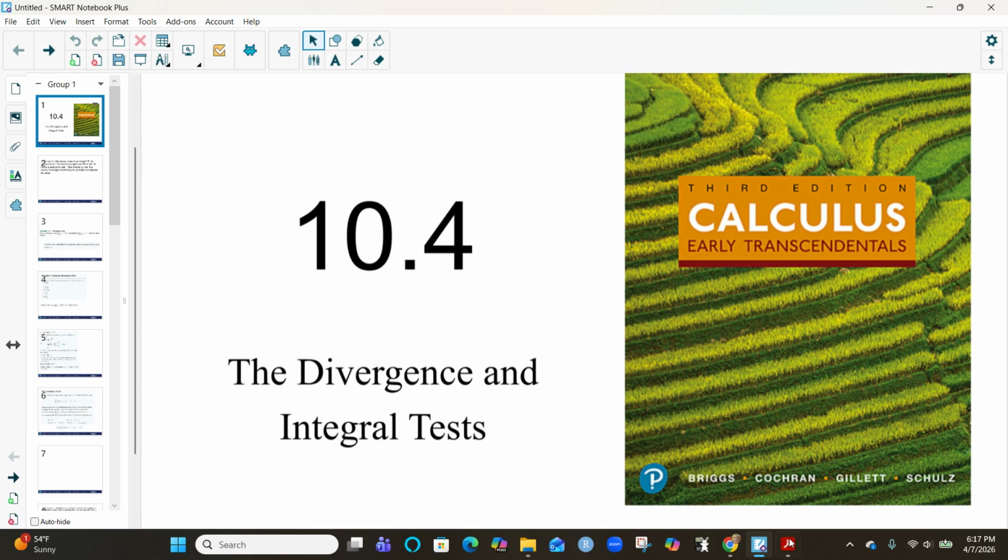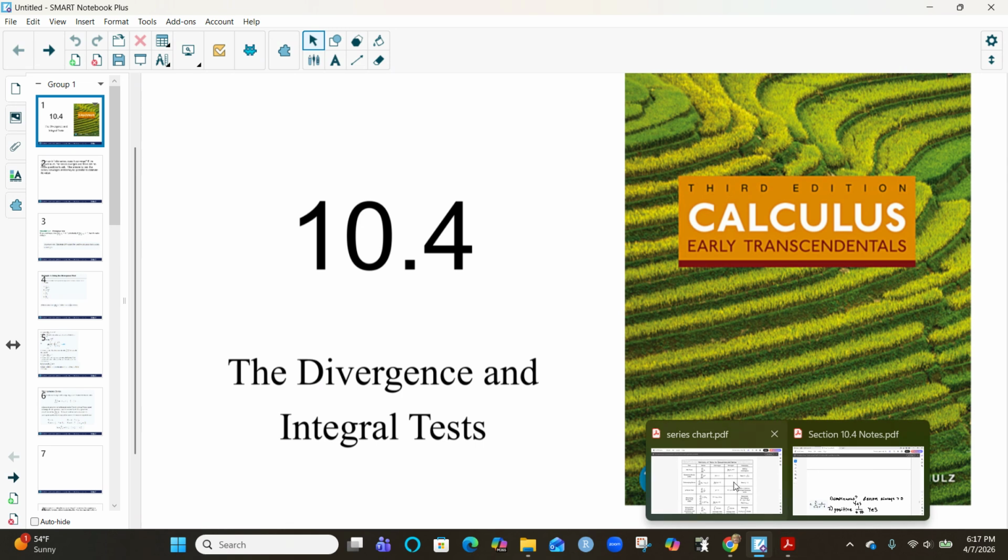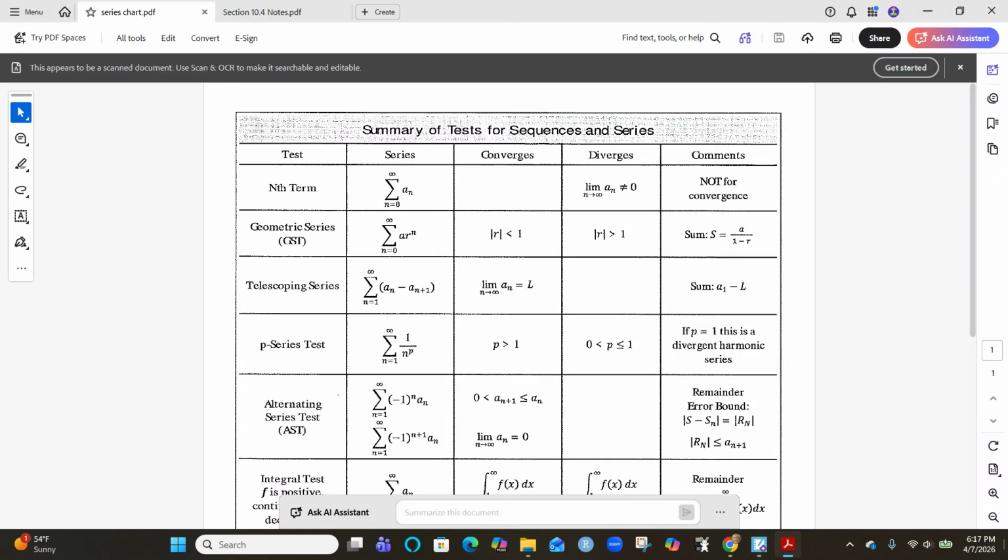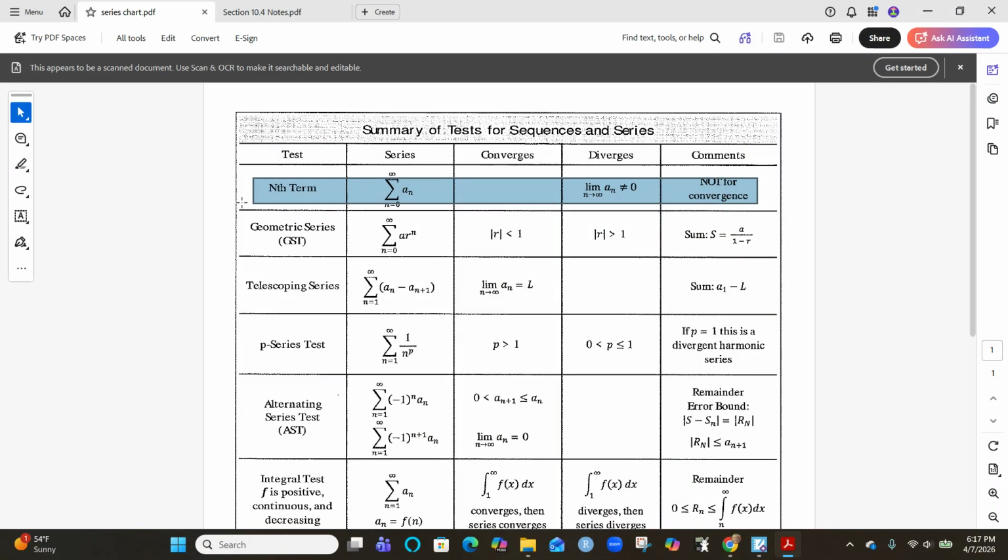Now at this point I like to pull up the series chart, our little cheat sheet, and I'll be doing this throughout the video. Our divergence test is right here. It's this top one called the nth term test. It has a couple of different names. Our book calls it the divergence test, and that is because it only tests to see if something diverges. It does not test, I repeat, does not test whether or not something converges. But the reason that it's really handy is because it's a simple limit calculation.